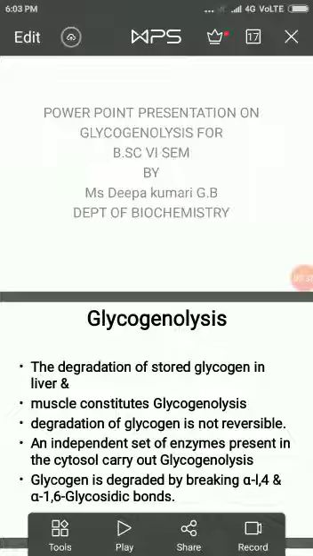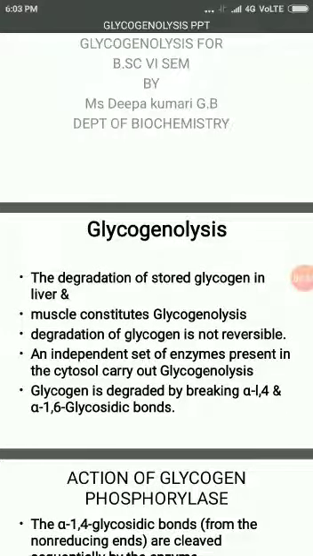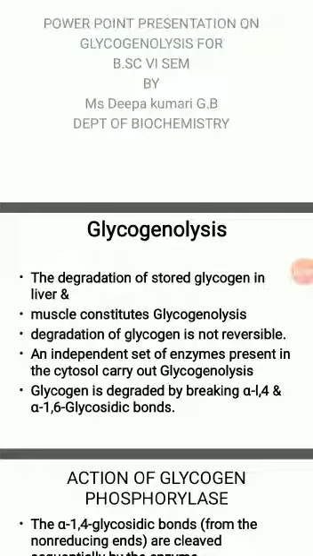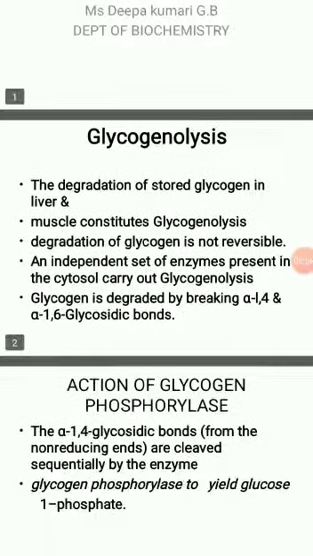The degradation of glycogen is not a reversible process, where a set of independent enzymes present in the cytosol carry out glycogenolysis. So this glycogen is degraded by breaking up of alpha 1,4 and 1,6 glycosidic bonds.